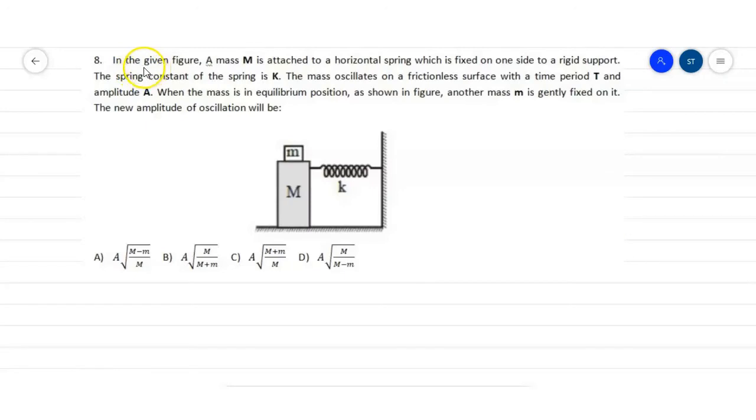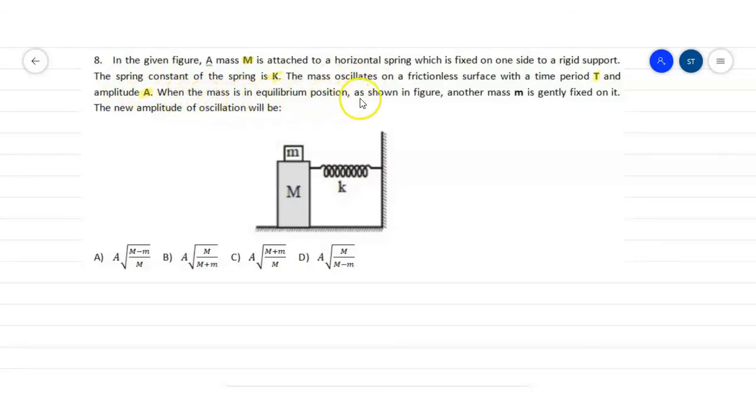Hello everyone. The question given is, in the given figure, a mass m is attached to a horizontal spring which is fixed on one end to a rigid support. The spring constant of the spring is given as k. The mass oscillates on a frictionless surface with a time period t and amplitude a.